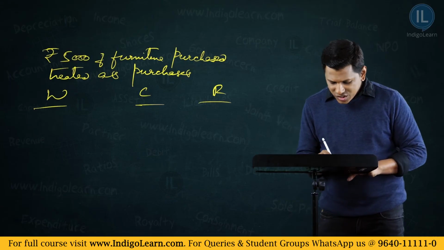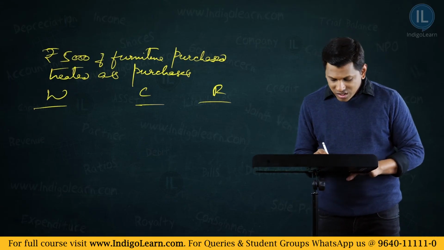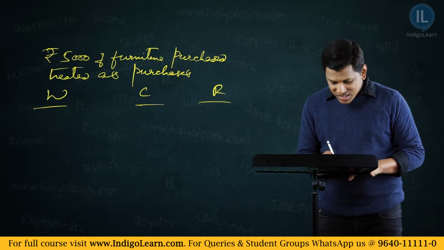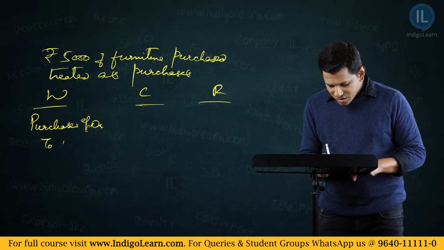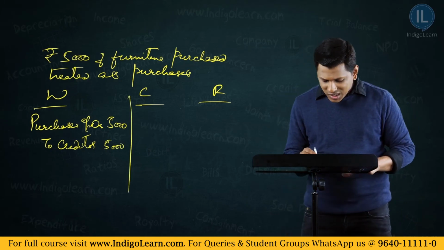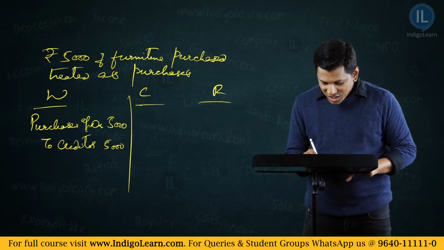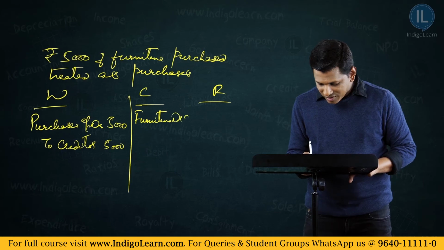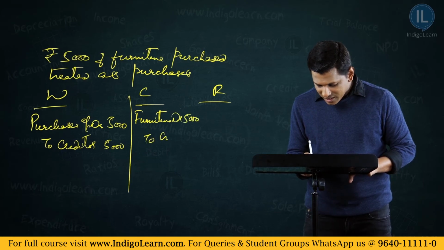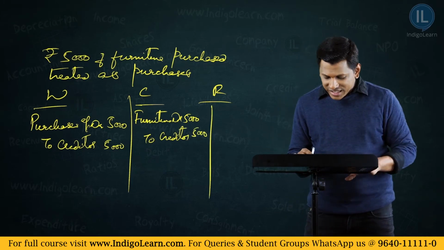Company purchased furniture, so ideally they should have debited which account? They should have debited furniture account, but this was treated as purchases. So the company debited purchases. Purchases account debited to creditor to the extent of 5,000. But what is the correct entry that the company should have passed? You should not debit purchases, you should debit furniture. Furniture debit 5,000 to creditor 5,000. Then what is the rectification entry?